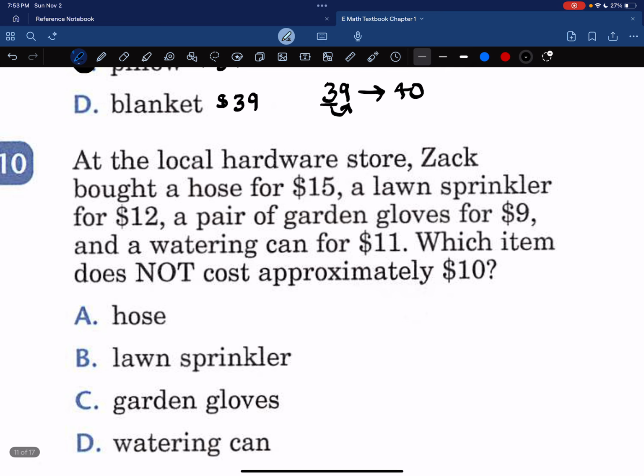At the local hardware store, Zach bought a hose for $15, a lawn sprinkler for $12, a pair of garden gloves for $9, and a watering can for $11. And here comes the question. Which item does not cost approximately $10? So we are looking for an item that does not cost, and here's our number, $10.